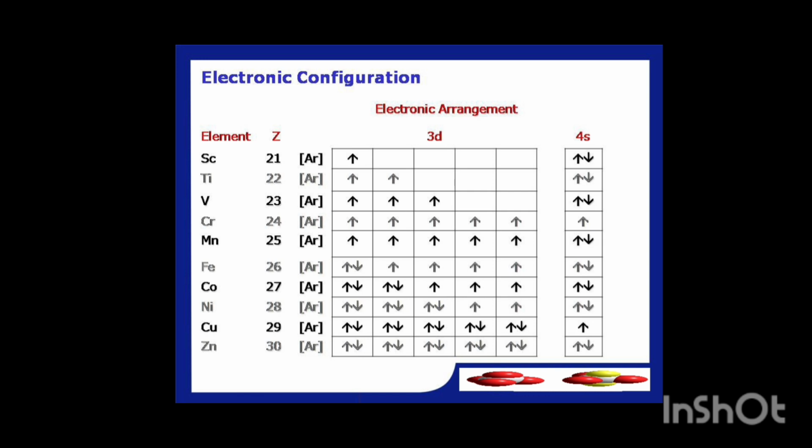But zinc, it has 3d10 4s2. In the ground state it has a fully filled d orbital configuration, as well as in the common oxidation state, the 2 plus state. If you see, the 4s electrons alone are lost, so 3d10 will be there even in its oxidation state. So it is not called a transition element.